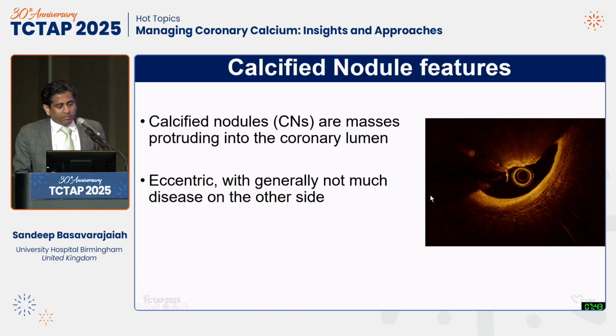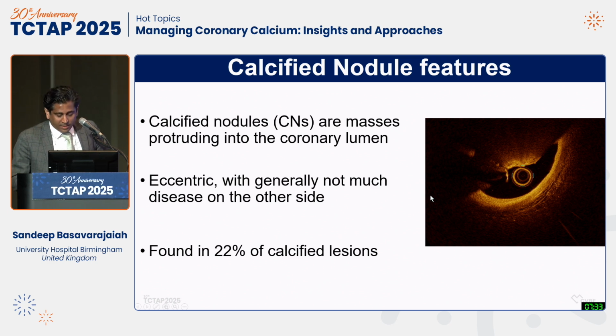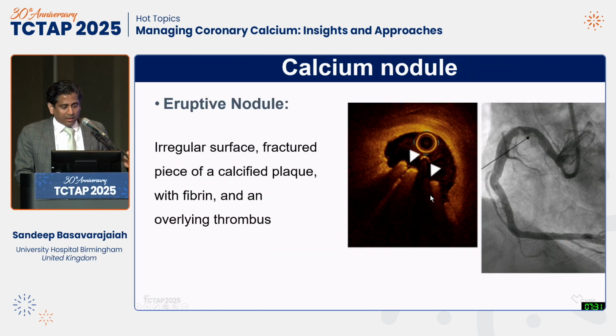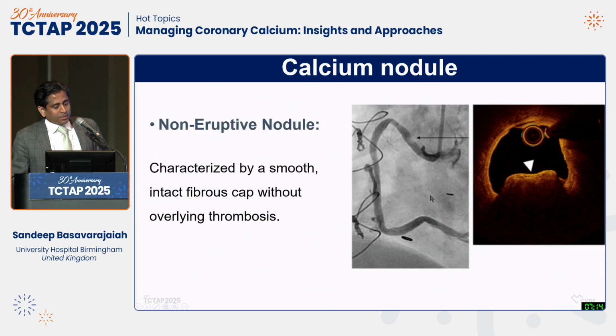So, as mentioned earlier, calcified nodules are masses protruding into the coronary lumen, and they're eccentric with generally not much disease on the other side, and it's encountered in approximately 22% of the calcified lesions we see. Again, as described before, an eruptive nodule has an irregular surface with thrombus and fractured plaque, and overlying thrombus. It's probably easier to expand because of the softness of it, but it's almost like a local cancer because it can protrude through your stent and have a recurrence in the future. A non-eruptive nodule is much harder, like a fibrous cap, with no thrombus, more resistant to expansion.